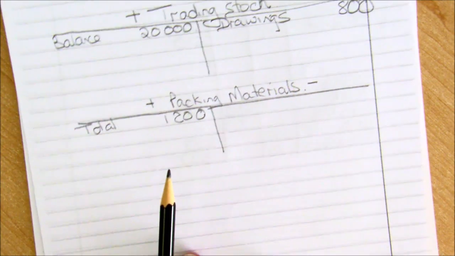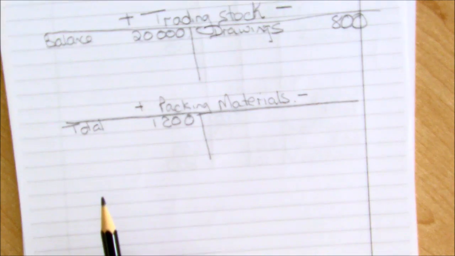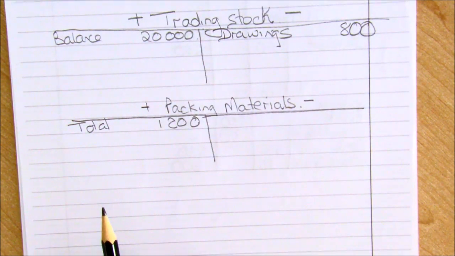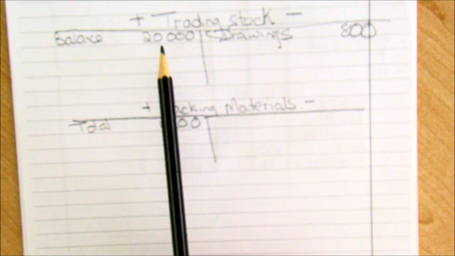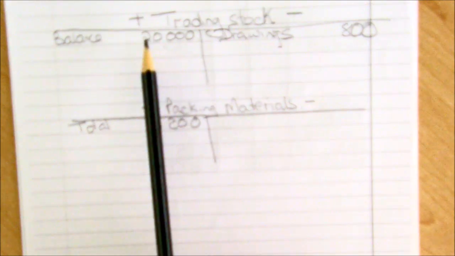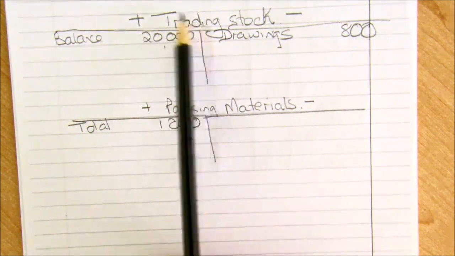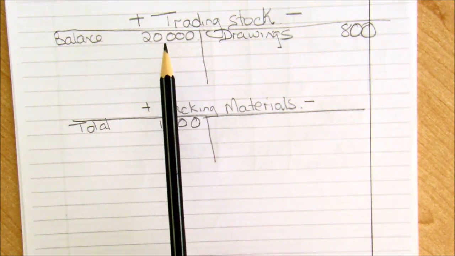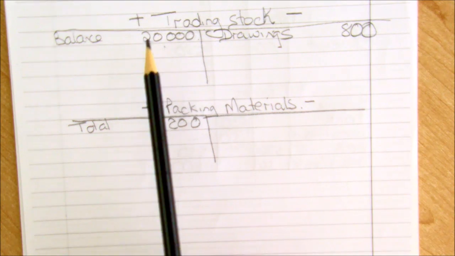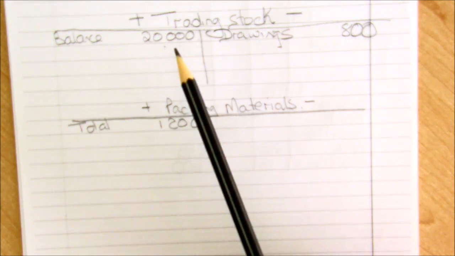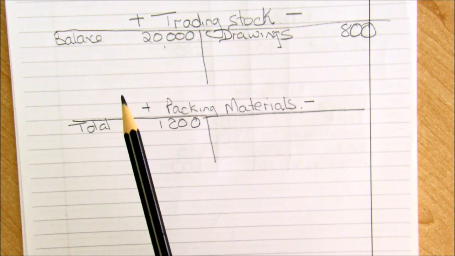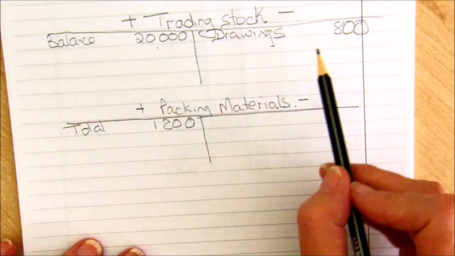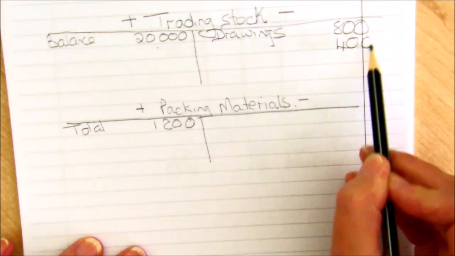Maybe I bought packing materials for 400 Rand, but by mistake I put them into the trading stock account. So part of this 20,000 over here is 400 Rand. That is not stock. It's not something you're going to sell. It's the packing materials. So it's got to come out of here. Otherwise your trading stock that you've got on hand is not going to agree with what the figure's saying. So you'll have to take it out of here, by putting it on the credit side.